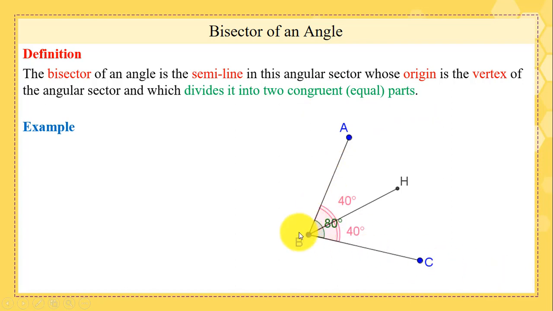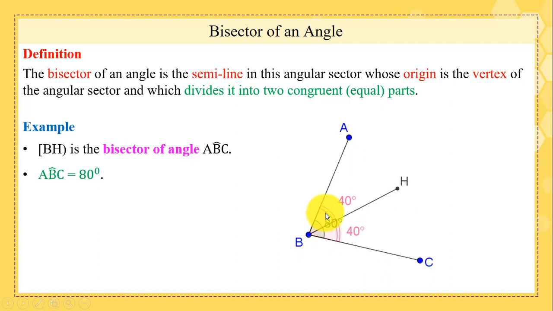ABC is a given angle. BH is the bisector of angle ABC. ABC is equal to 80 degrees. BH cuts the angle into two equal parts, which are ABH and HBC, which equal ABC divided by 2, equal 80 divided by 2, equal 40 degrees.